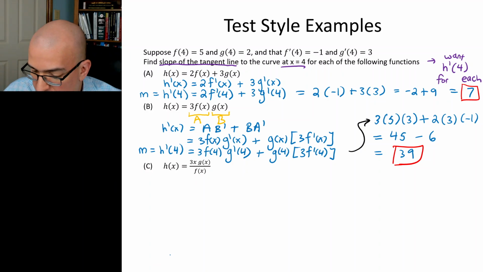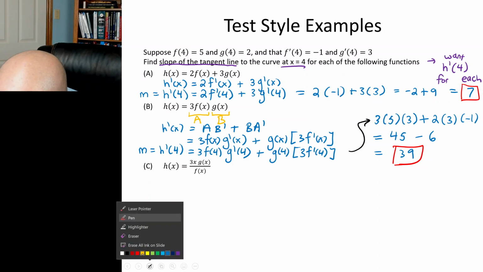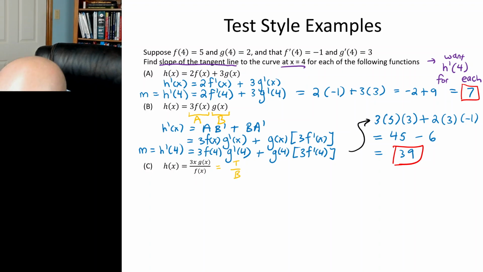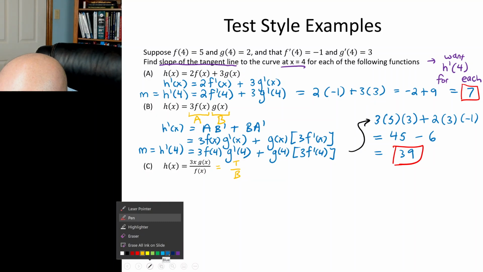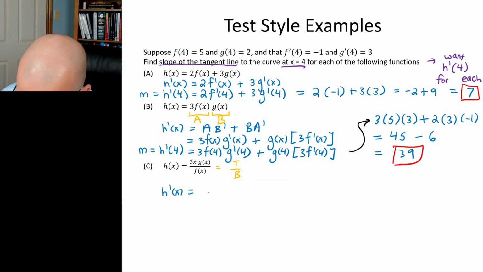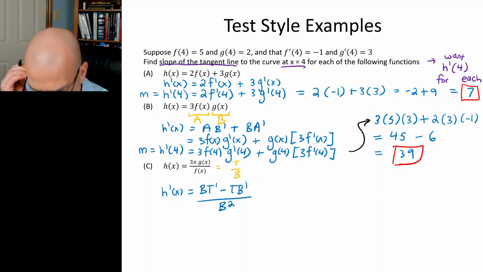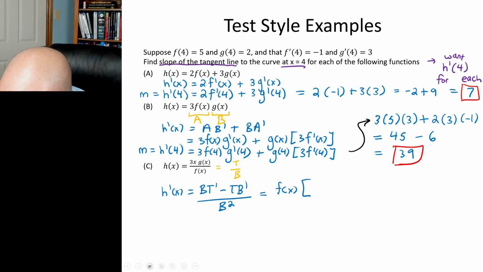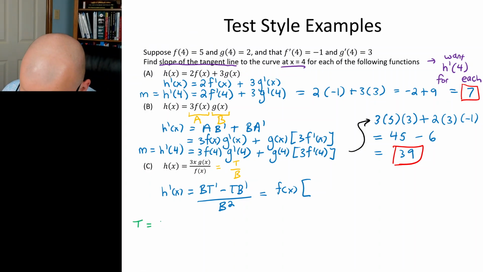Now for the last one on this slide, this is the top function over a bottom function. So when we take the derivative, we'll have b t prime minus t b prime all over b squared. So this one's going to be tougher. So our bottom function is just f of x. For t prime, t is equal to, let's use a different color, use green. T is equal to 3x times g of x.